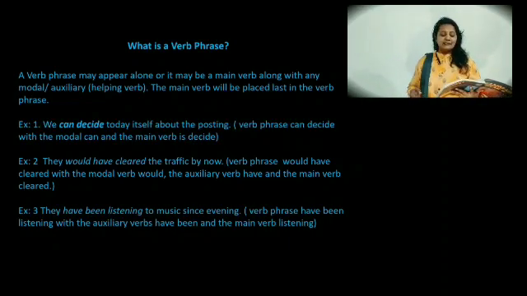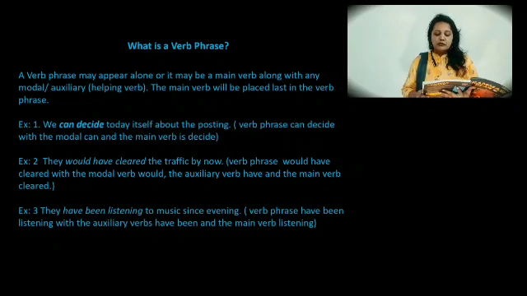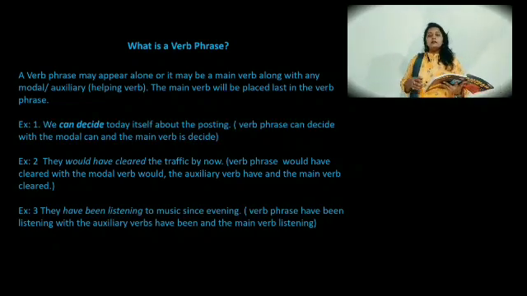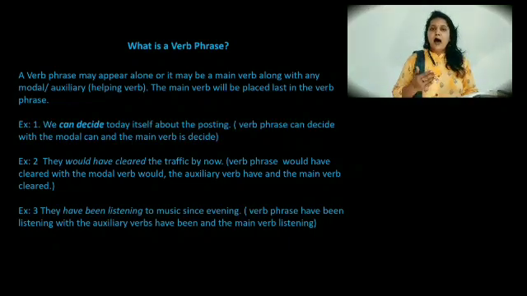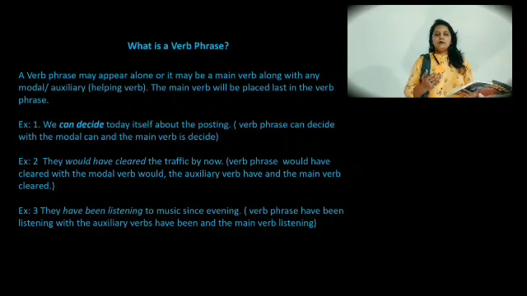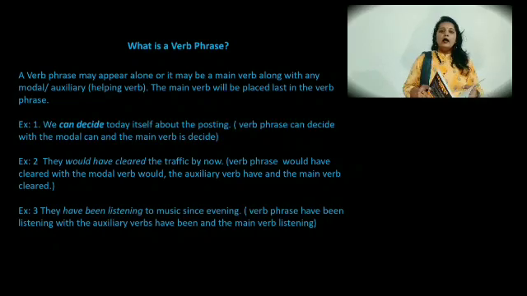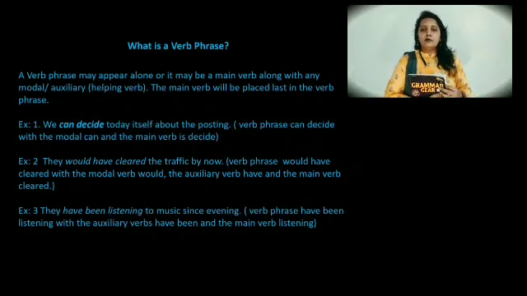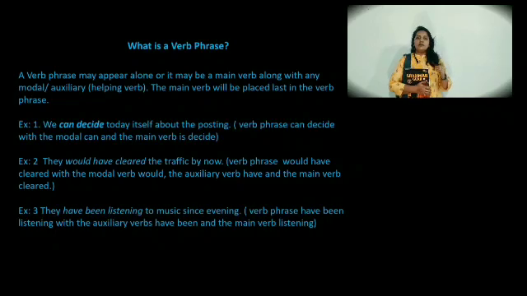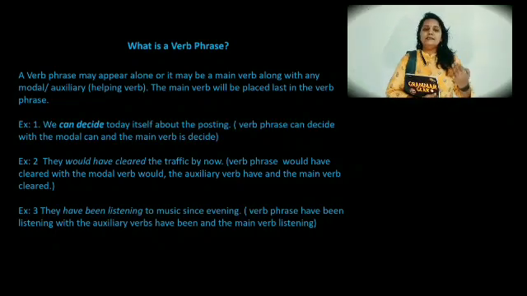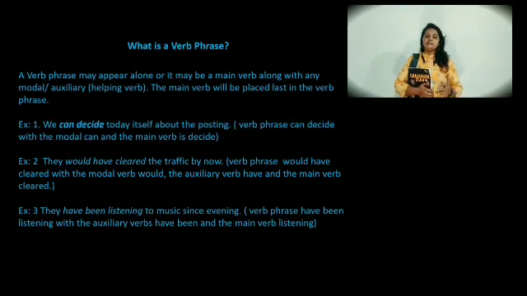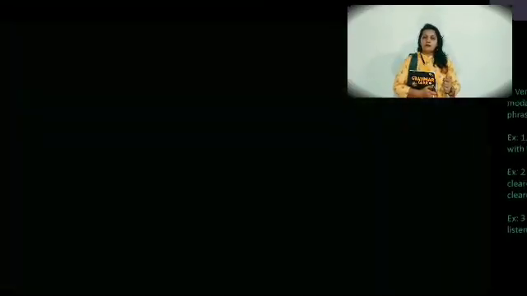The next example is "They have been listening to music since evening." Here too we have three verbs, "have been listening." Have and been are the helping verbs, and listening is the main verb in the sentence. In today's class, I have taught you three kinds of phrases: first noun phrase, second adjective phrase, and third verb phrase. Hope you understood all these three.